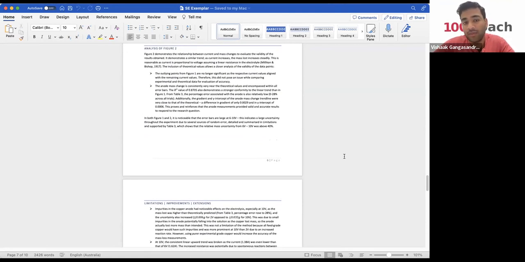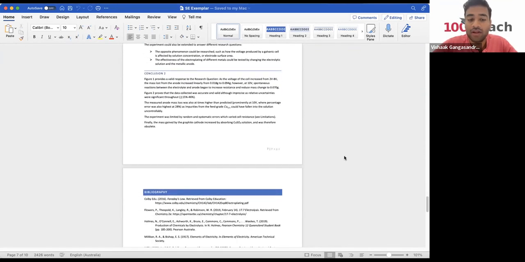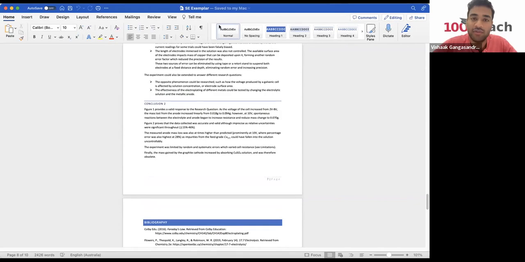Okay. They've talked about the analysis of the figure. So what does the figure mean? The relationships, and then also what do these relationships mean in the wider context of chemistry? Okay, conclusion, bibliography, and so forth. So that's this section. And very, very quickly, I will go over a biology student exemplar.